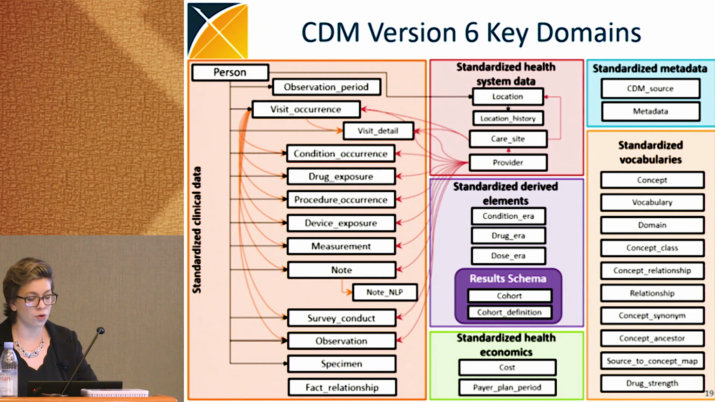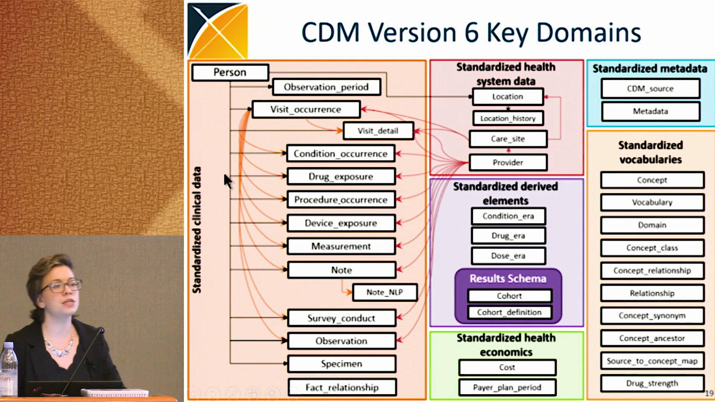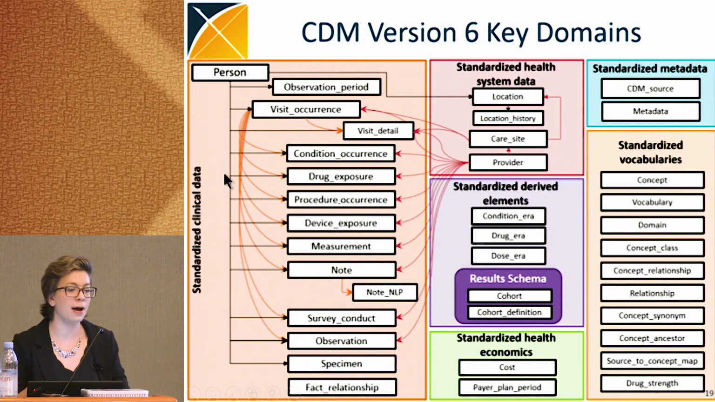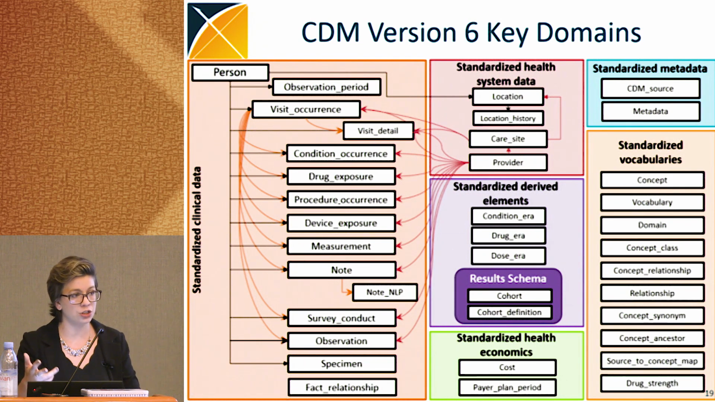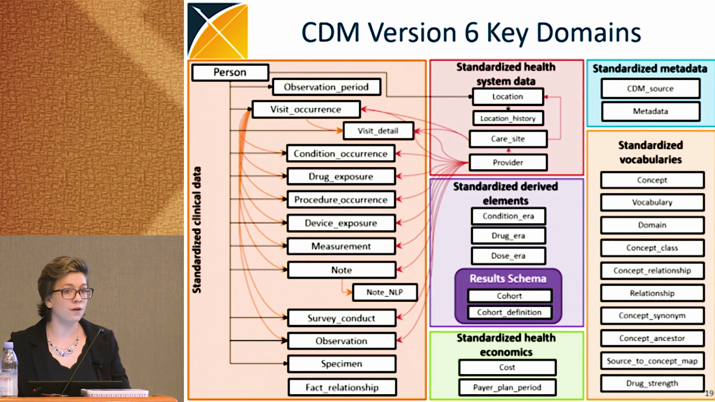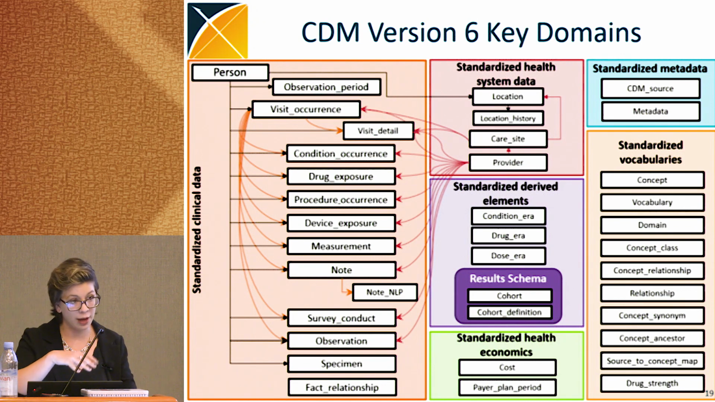So I do want to go through and highlight some of the core areas within the CDM to make sure that we're all on the same page. So when you think of the CDM, what you're really thinking of most of the time is this section here, the standardized clinical data. And so this is where you're going to be storing information about people and then their drug exposures, the conditions they have, the procedures. So this is really where the bulk of your patient level data is going.